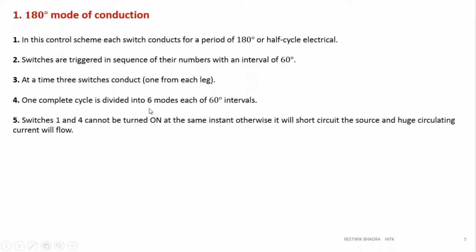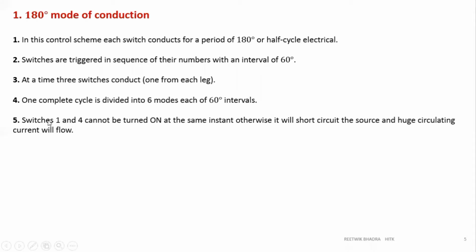Now one complete cycle, we are getting at the output AC. AC is a sine wave, so the sine wave period is 360 degrees. One complete 360 degrees is divided into 6 modes of operation. So each duration will be how much? 360 by 6, 60 degrees. So one complete cycle is divided into 6 modes, each of 60-degree interval.